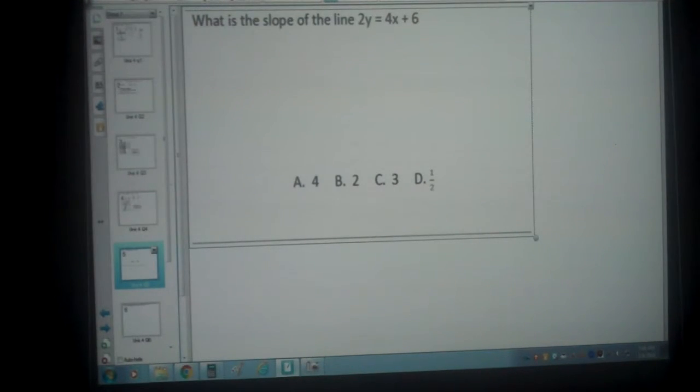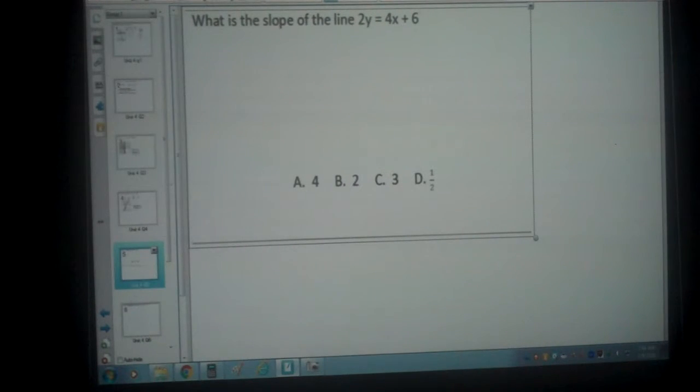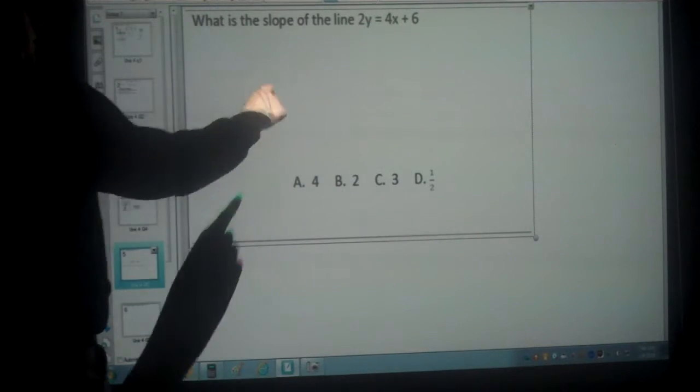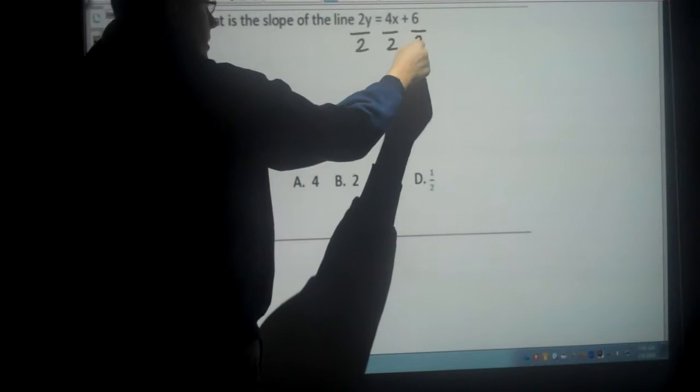Question 5. What is the slope of the line 2y equals 4x plus 6? One good answer straight away is 4, because it looks like the number of x's, and we already said the number of x's is the slope. That's true, providing it's in slope-intercept form. This one is not in slope-intercept form, because it starts with 2y and not just y.